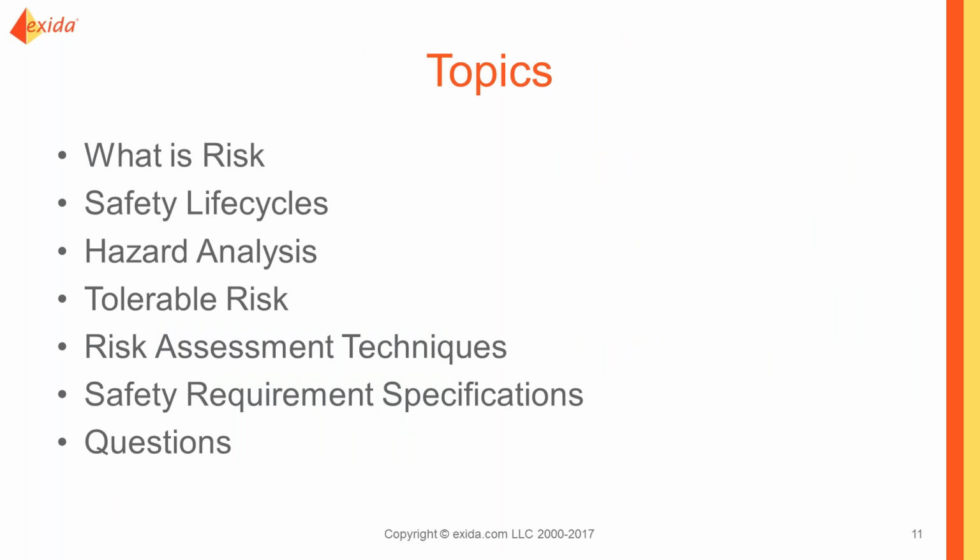All right, so today we're going to take a look at basically the analysis phase and how that applies to machinery. So I'd like to start by reviewing what is risk, talk about safety life cycles as they're shown in different standards, and then we'll dig into hazard analysis, talk about tolerable risk, which is a topic I often find that in machine applications is not that well defined. Then we'll look at different risk assessment techniques, and again, wrap it up with what should be captured in a safety requirement specification, and then we should have time for questions and discussion at the end.